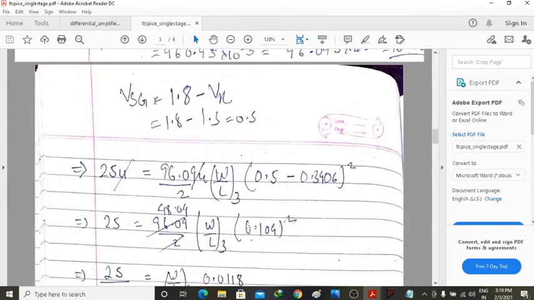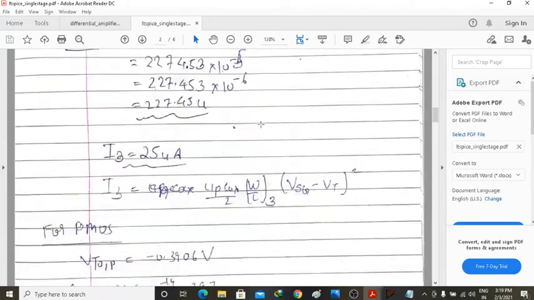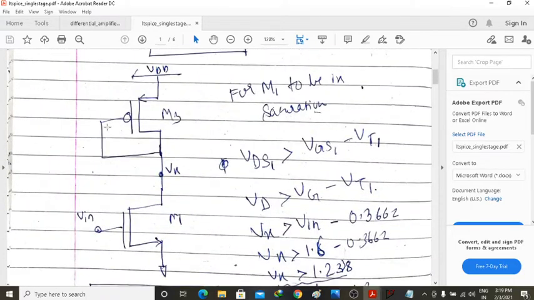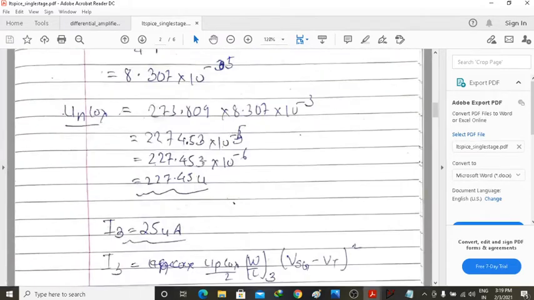What is VSG? VSG is 1.8 minus Vx, so it is 0.5. Okay. You see this is saturated, so the gate and drain terminals are the same. So VSG is equal to VSD, same thing, right? So there is no difference.